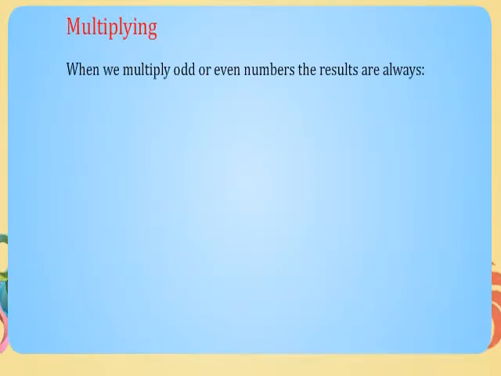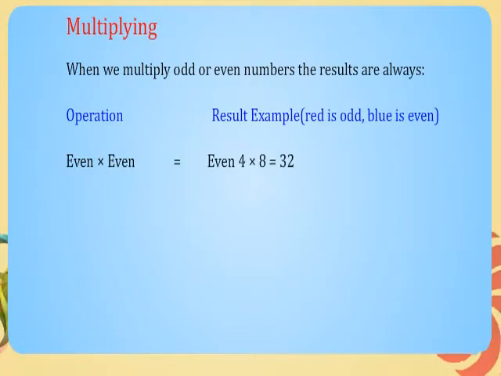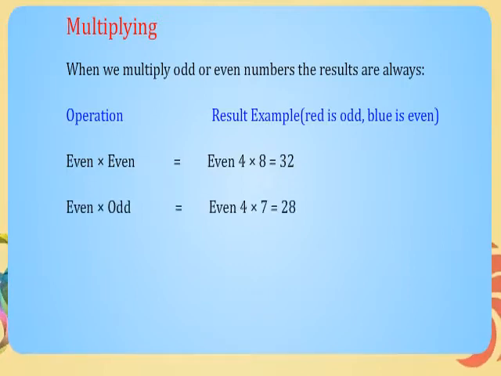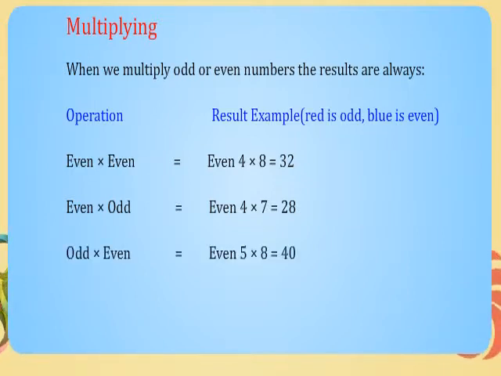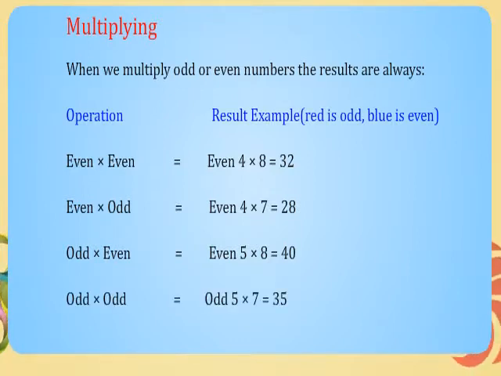Multiplying. When we multiply odd or even numbers, the results are always: even into even equals even, 4 into 8 equals 32. Even into odd equals even, 4 into 7 equals 28. Odd into even equals even, 5 into 8 equals 40. Odd into odd equals odd, that is 5 into 7 equals 35.